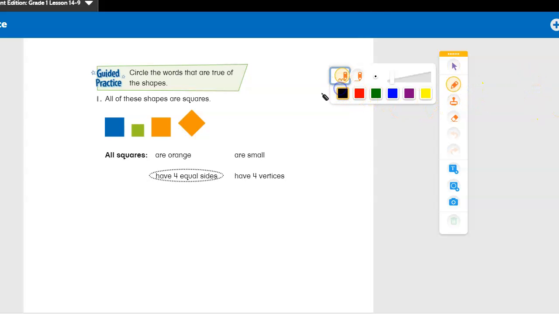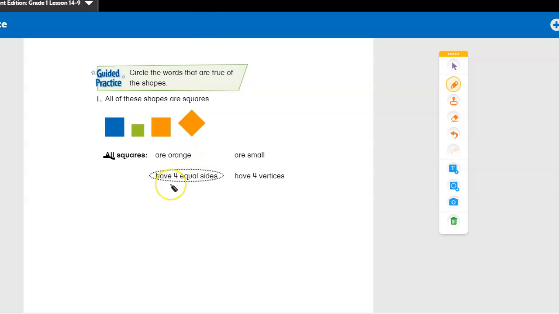No, some of these squares are blue and some are green. So that is not a true statement because it's saying all squares. Remember how important this word all is. What about all squares are small? Well, let's look at our pictures of our squares. I really only see one small square, and these ones are pretty big. So this is not a true statement saying all squares are small.